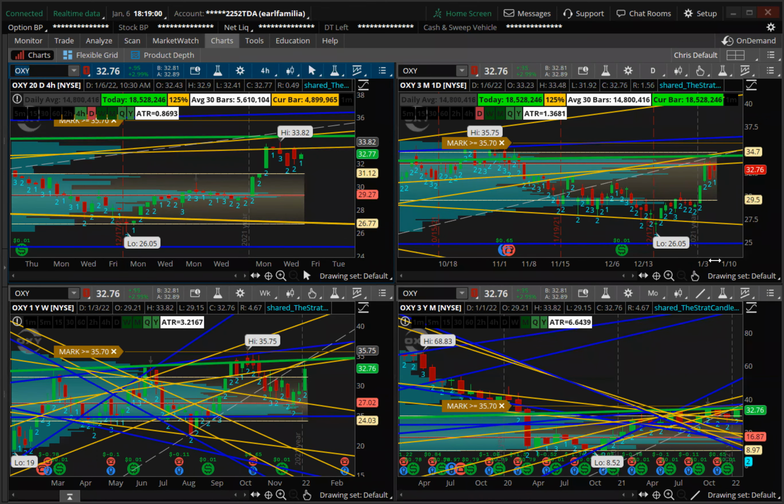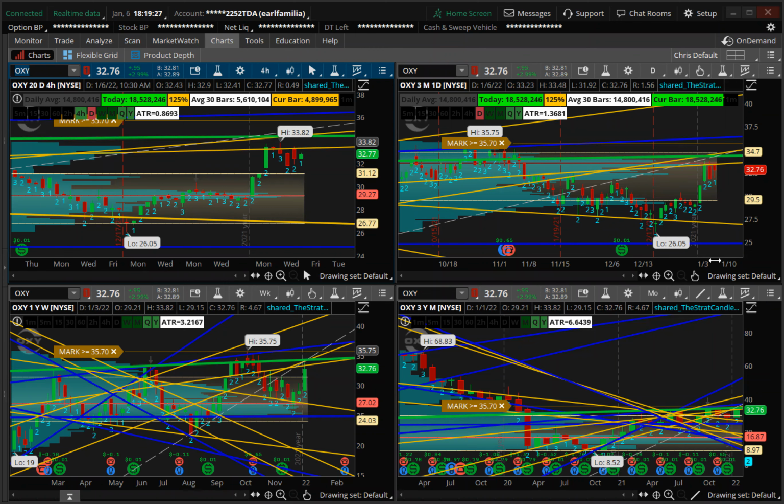What I don't like is fighting with this broadening formation, and that's another thing. For me, if I can find something that doesn't have a lot of broadening formations in the way or has a volume gap, I'm more inclined to play those than the ones that have broadening formations above their head and stuff like that. You can kind of use those broadening formations as levels where price may reject.